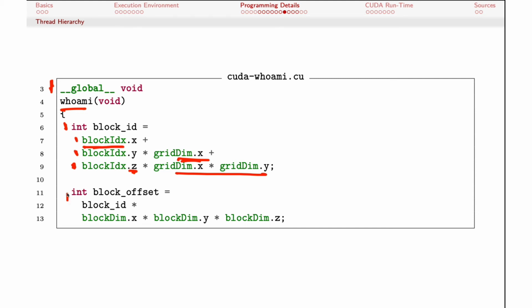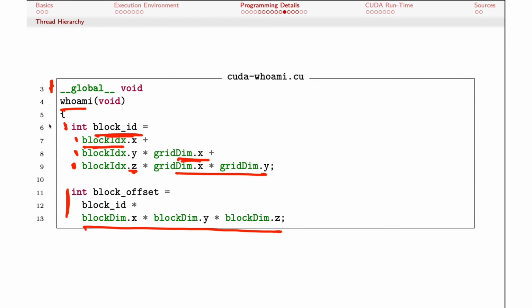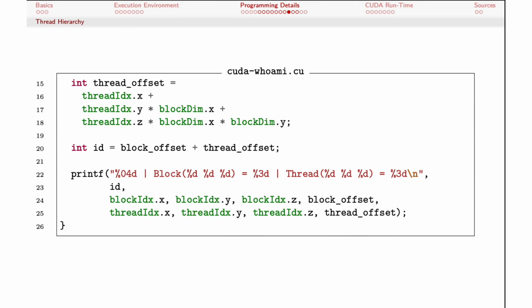And then I'm going to determine what my block offset is, and that's going to be my block ID times the size of an individual block. So back here we saw that we have 24 blocks per grid. I'm basically just trying to figure out what's going to be the offset for the particular block that I'm in. Then I'm going to do this similar calculation with the thread offset, and it's the same calculation here with x, y times the x dimension, z times the x times the y dimension.